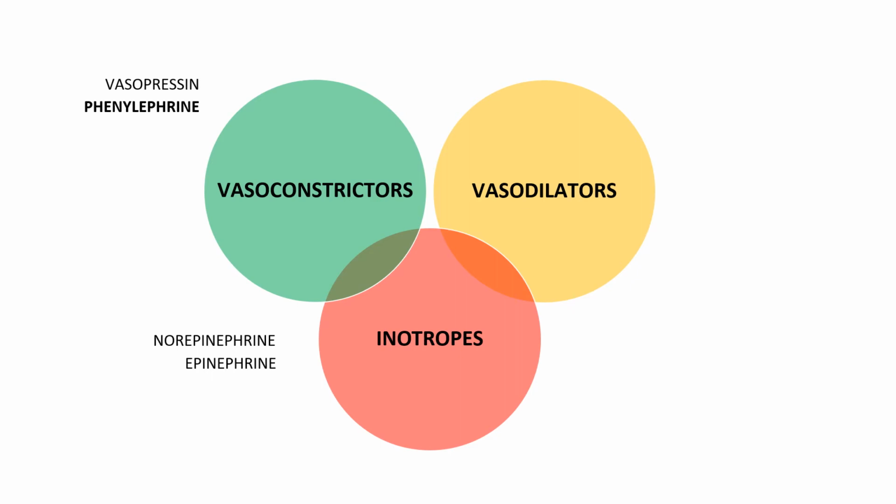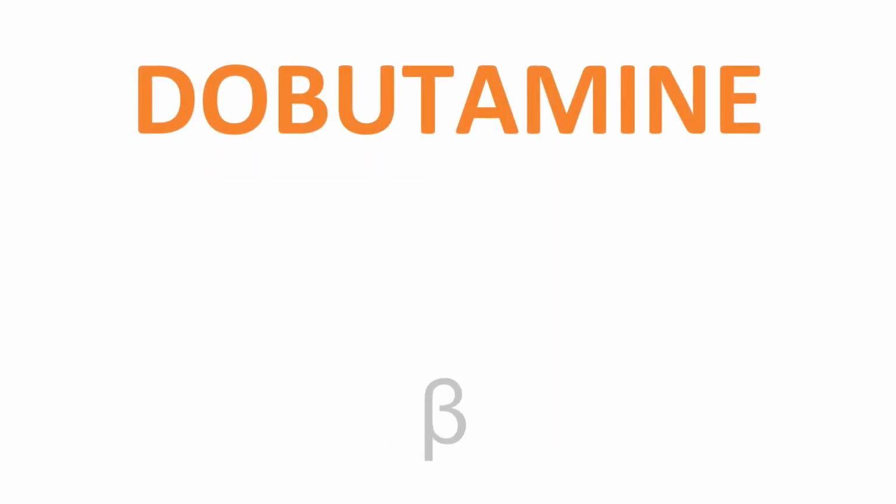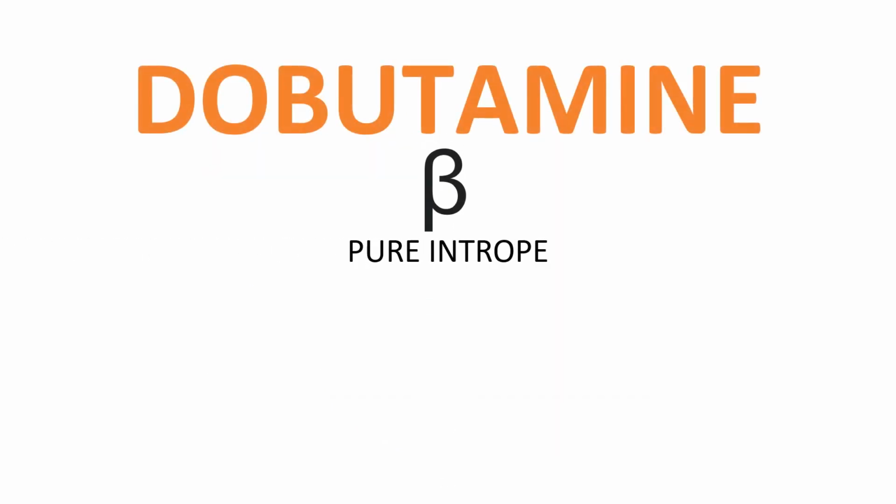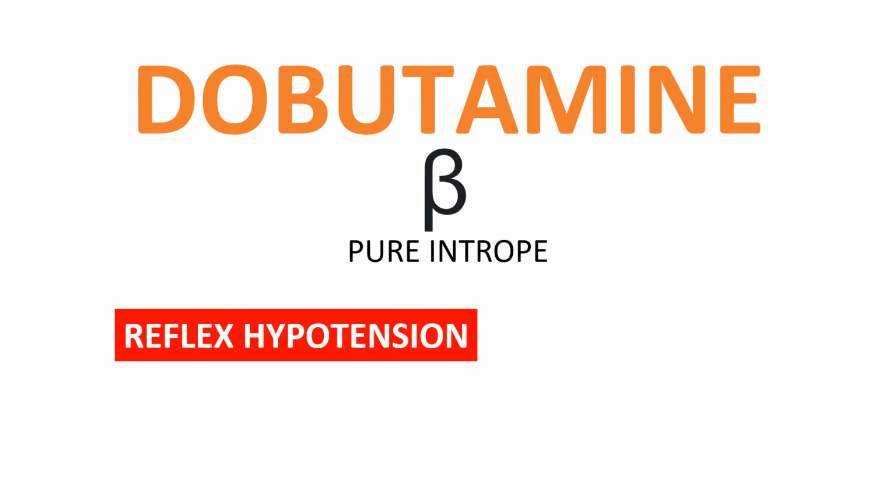Now let's come to dobutamine. Dobutamine only works on beta receptors and thus is a pure inotrope. It can cause some chronotropic effects because of the beta receptor stimulation. The one thing to know about dobutamine is that it can cause reflex hypotension because of a small decrease in SVR, and that can result in the reflex hypotension. That's something to look out for.